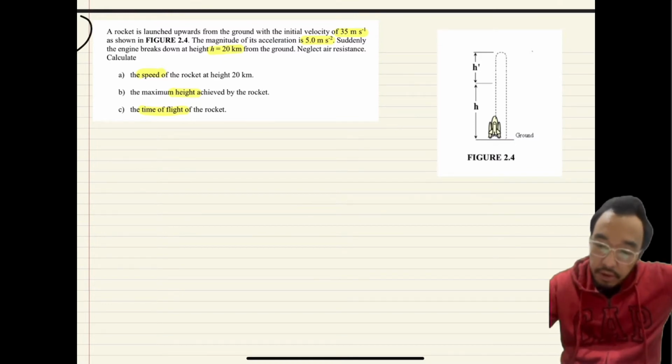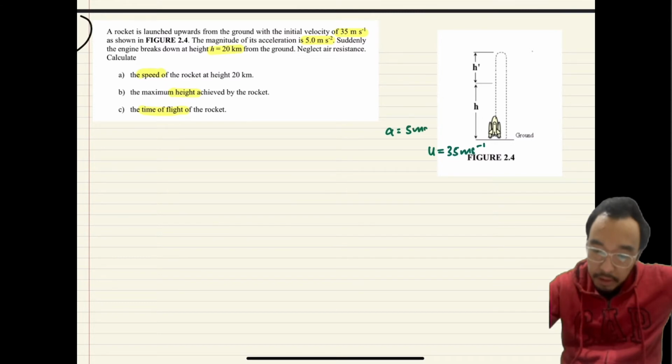So I'm going to draw on this diagram. So in exam, please redraw the diagram. But here, u is equals to 35 meter per second. Okay, the magnitude of its acceleration. So initially it has an acceleration 5 meter per second square.